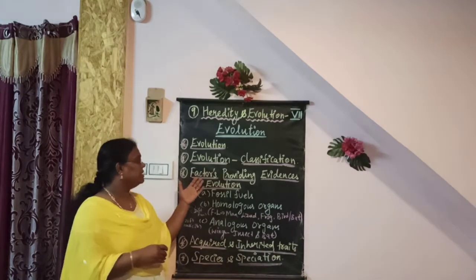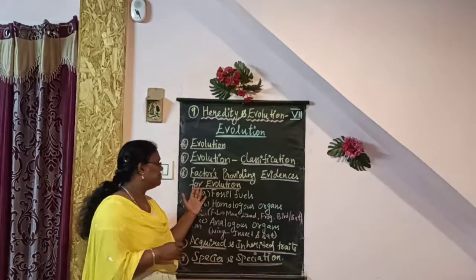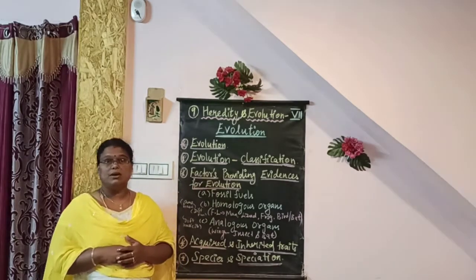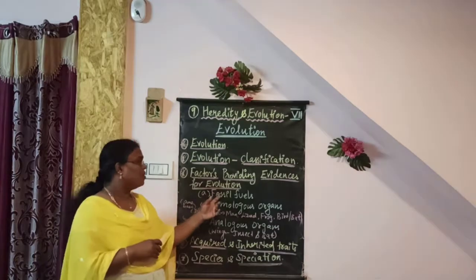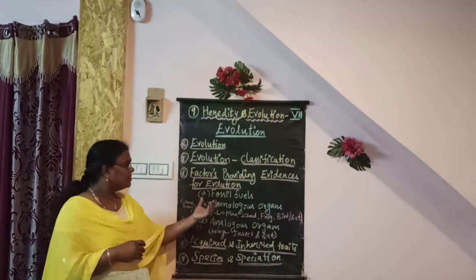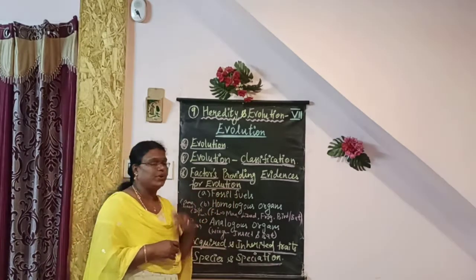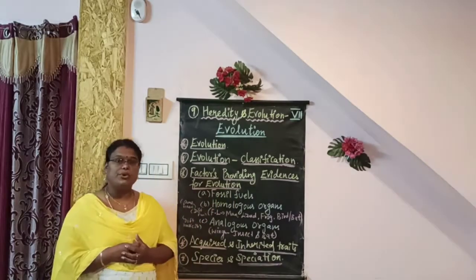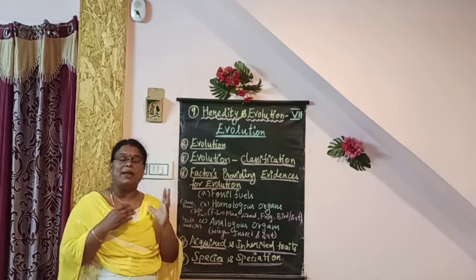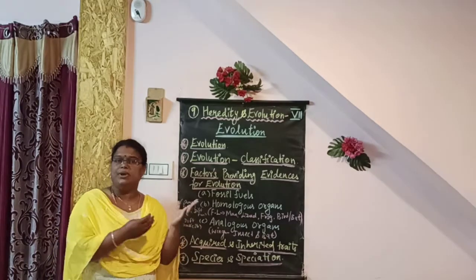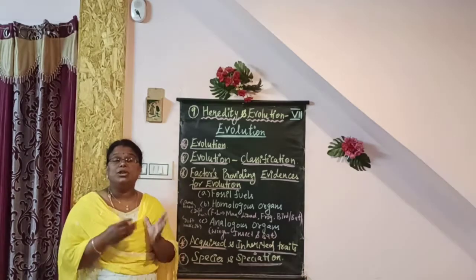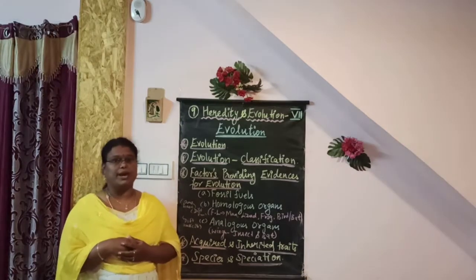And next we are going to see factors providing evidences for evolution. There are three factors which provide evidences for evolution. They are fossil fuels, homologous organs and analogous organs. First we are going to see about fossil fuels. Now, students, what are fossil fuels? Fossil fuels are nothing but dead remains of plants and animals which lived in the past. And also we can say fossil fuels are impressions or traces of dead organisms.